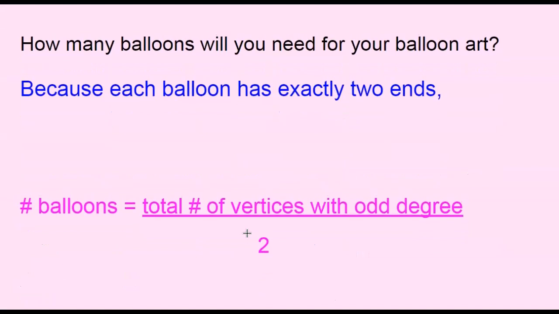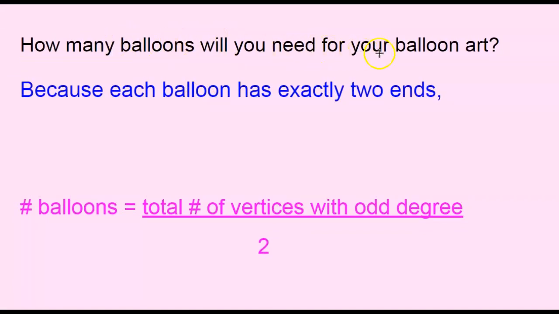So mathematically, someone figured out how many balloons we will need for our balloon art. Each balloon, when it starts out, is a long, skinny balloon. It has two ends, so that's like our vertex. Then the number of balloons you'll actually need can be found with this formula: find the total number of vertices that have odd degree and divide it by 2.